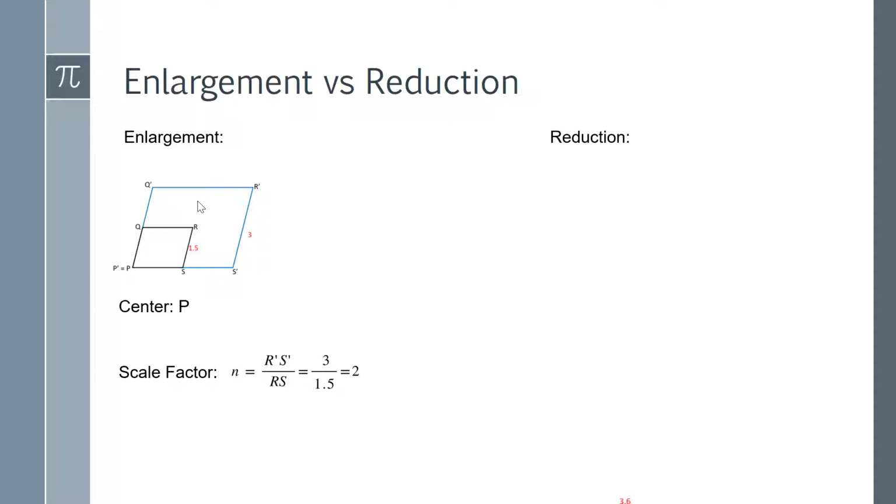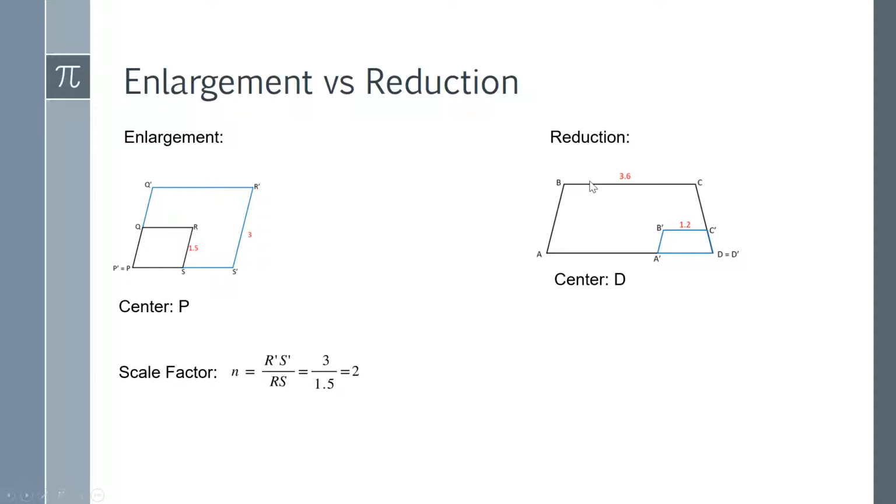So let's take a look at a reduction. Here is a reduction. We've got two trapezoids here. The larger trapezoid, ABCD, is the pre-image, the original object. And the smaller one, A prime B prime C prime D prime, is the image. You see it is a reduction. To find the scale factor here, we're going to take B prime C prime, which is 1.2, and divide by BC, the pre-image length, 3.6.